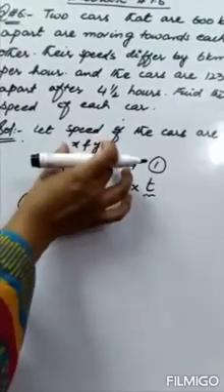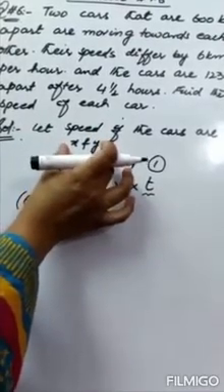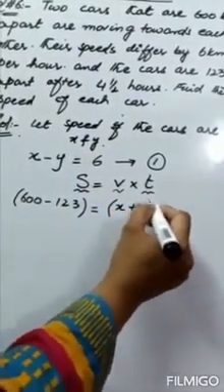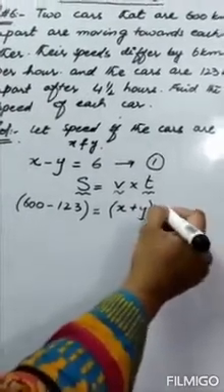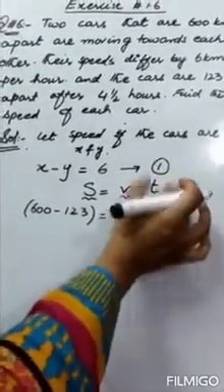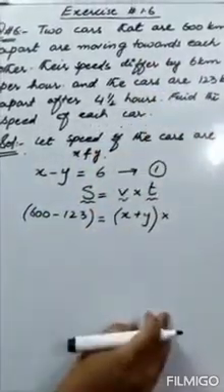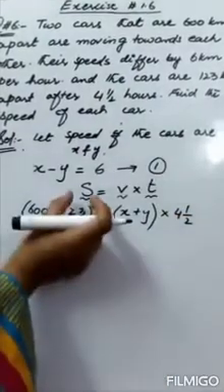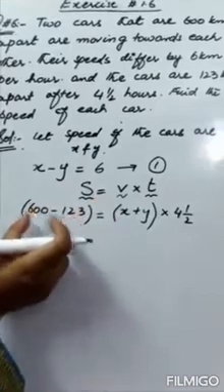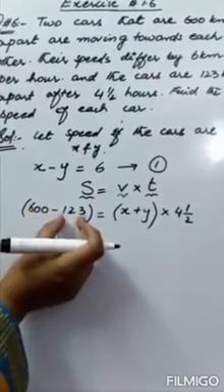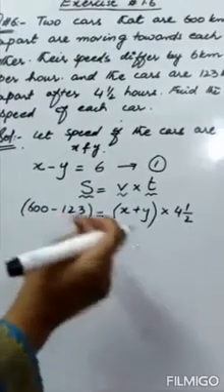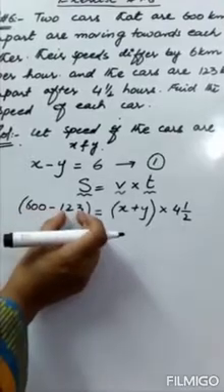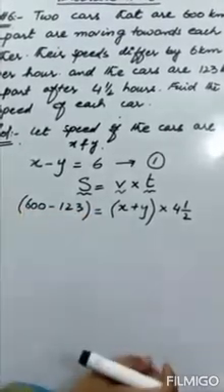What is the speed of the cars? The speeds of the cars are x and y. As they are moving towards each other, we will add their speeds, x plus y. And the time is given as 4.5 hours. Is it clear? This is the distance. The distance in the start was 600, and after some time they have covered some distance, so that now they are at 123 kilometers. So we subtract to get the total distance covered.